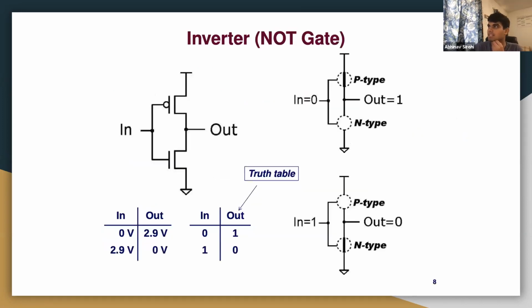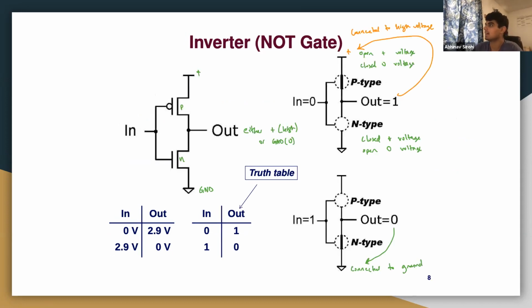So let's look at this inverter. This is basically a NOT gate, and we just discussed this. I have an annotated version of this here. We have a P-type transistor here, and an N-type here.